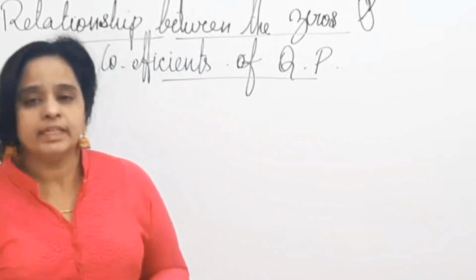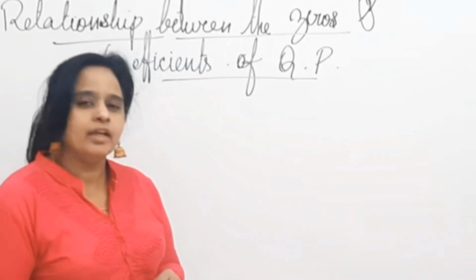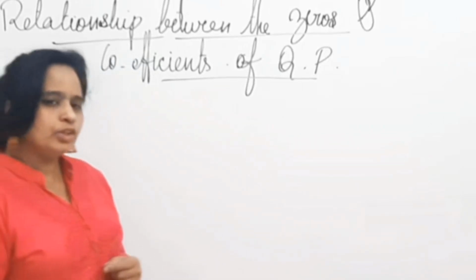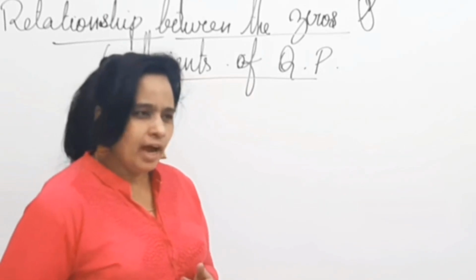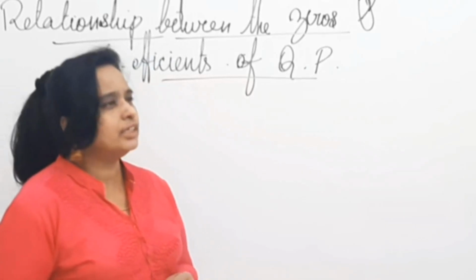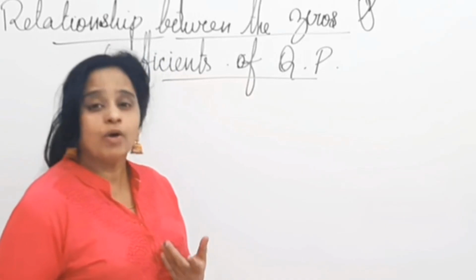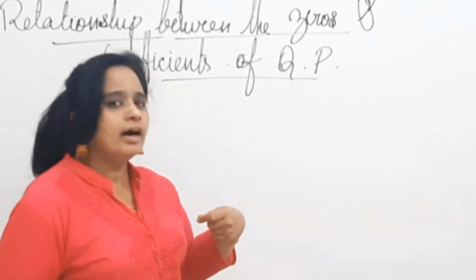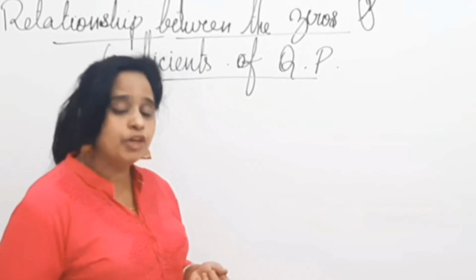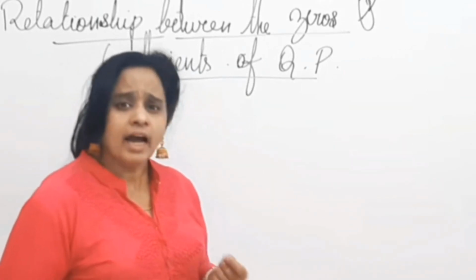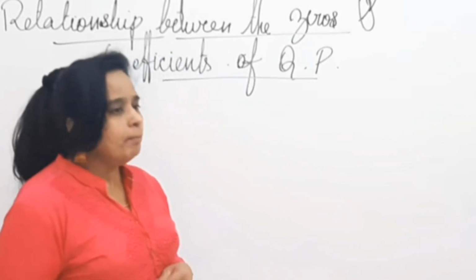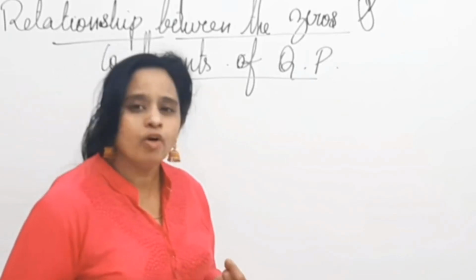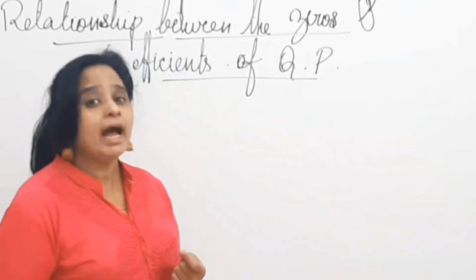Children, now we move on to the next subtitle, the relationship between the zeros and the coefficients of a quadratic polynomial. Now, I told you about the zeros of the quadratic polynomial. Now you will have the question, how many zeros can a quadratic polynomial have? Because whichever real number makes the polynomial 0 would be a zero of the polynomial, but so many numbers might be possible to make that polynomial 0. So we will have that question.